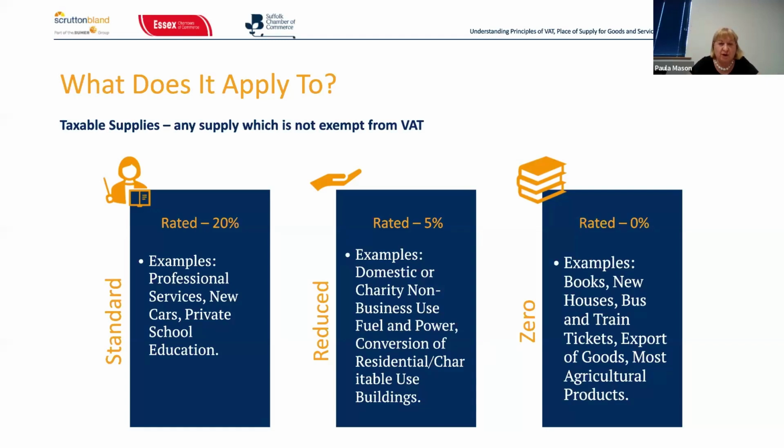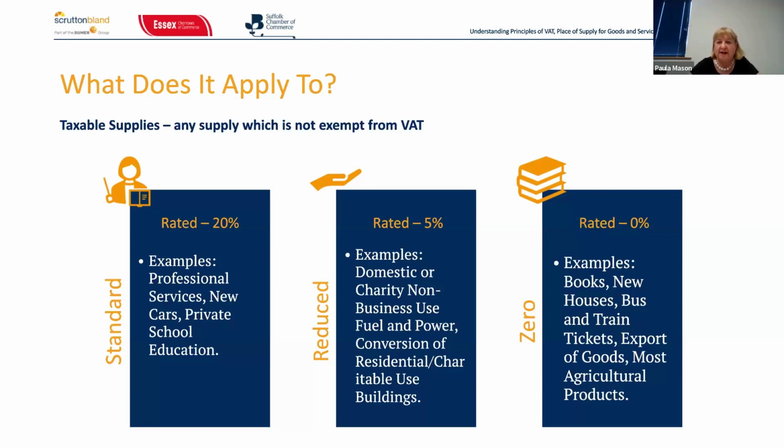Then we have the reduced rate of VAT at 5%. Examples of this are domestic or charity non-business use of fuel and power. Perhaps an unusual one is conversion of a residential building to a charitable use building. So, for example, converting a house into a care home.